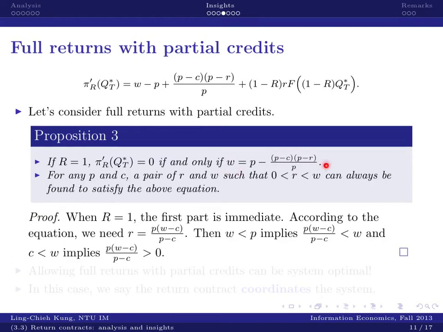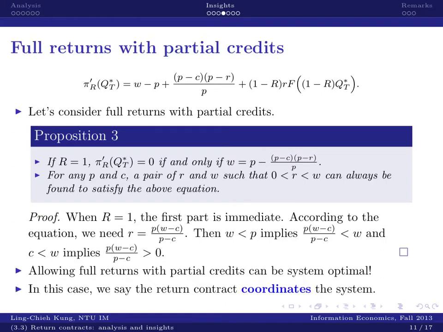And then if we do something to this equation, we can express R as a function of P, C, and W. Okay, then as we know W is less than P, this part would be less than W. That's something you may show. And also because C is less than W, this term would be greater than 1. Eventually you can see we need R to be calculated in this way, and this thing would be greater than 0 and less than W, which means the return credit R is feasible.